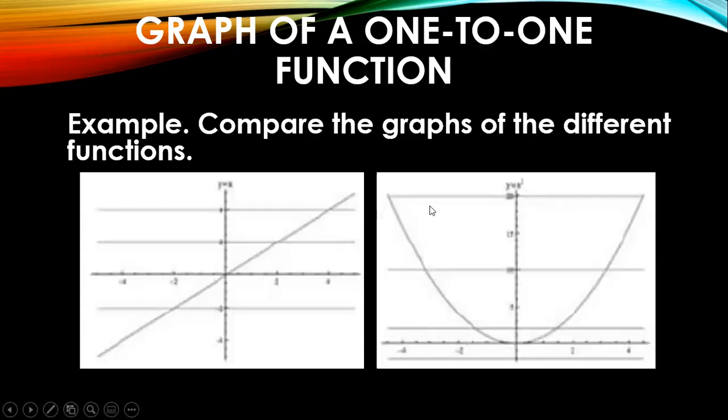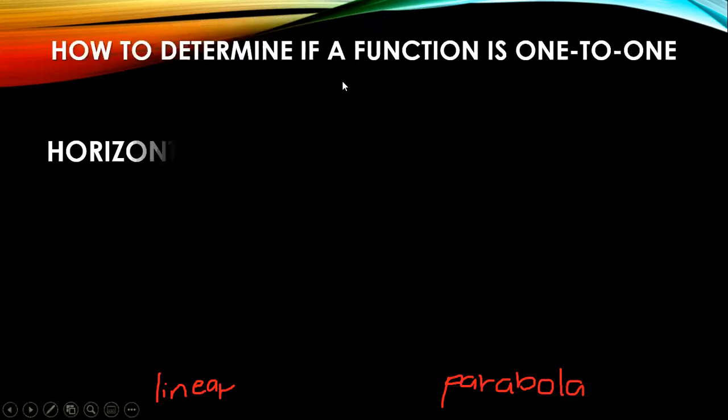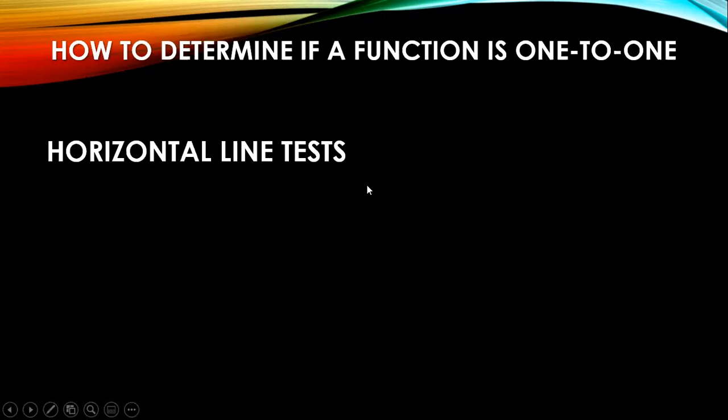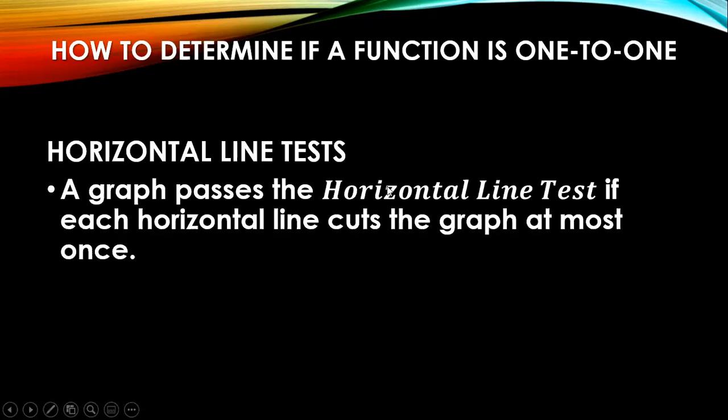Okay, let us compare the graphs of the different functions. So we have here a linear graph and we have a parabola here in our second picture. Okay. So how to determine if a function or a graph is one-to-one? So we will have the horizontal line tests. Okay, so ano po ba yung horizontal line test?